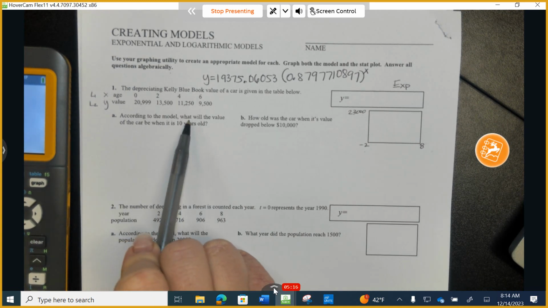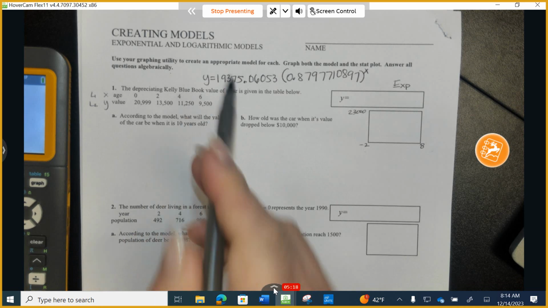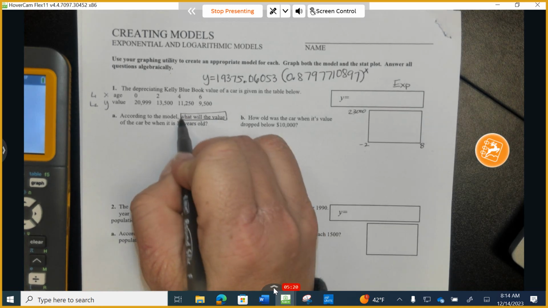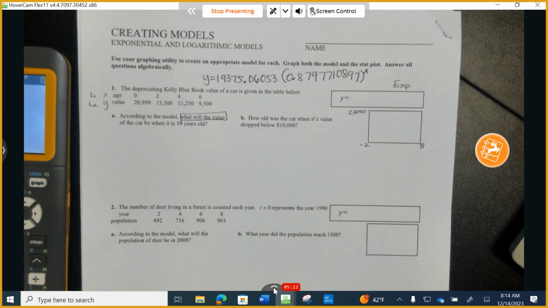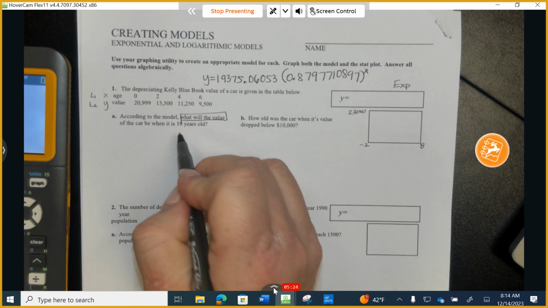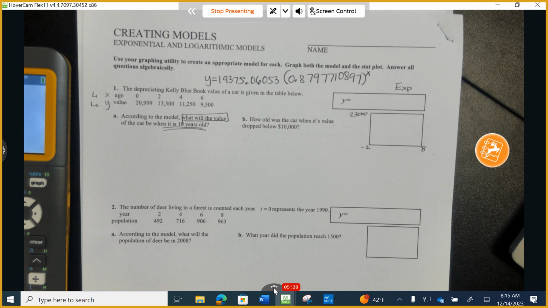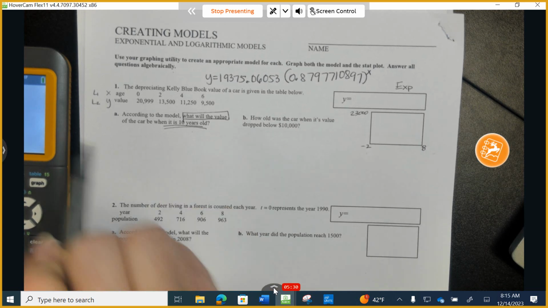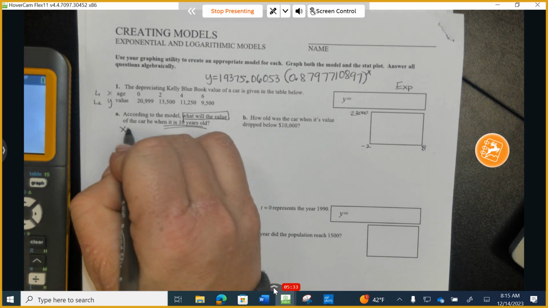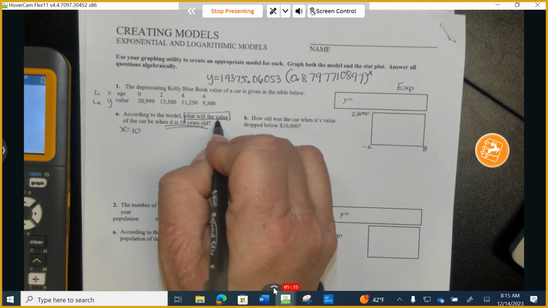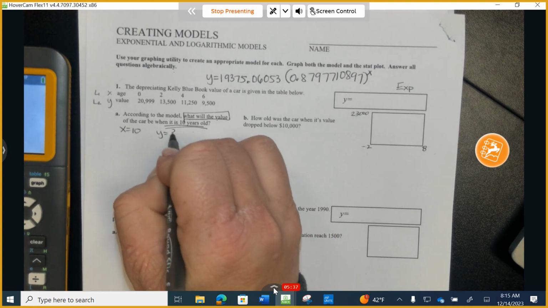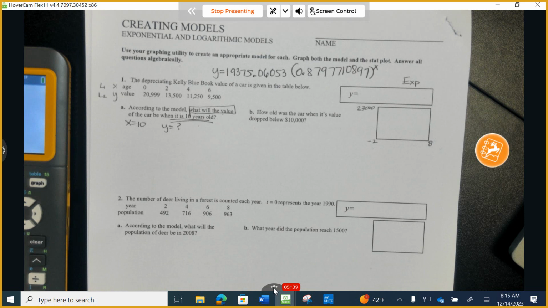According to the model, they're asking what will the value be. I want to underline what I'm trying to find or box it in. What will the value be? And then I'm going to also do something else to identify what they're providing me. So I'm being provided with 10 years. Years is an x value. So I'm going to write down x equals 10. And I want to know what is the value. Value is y. I don't know what the value is.